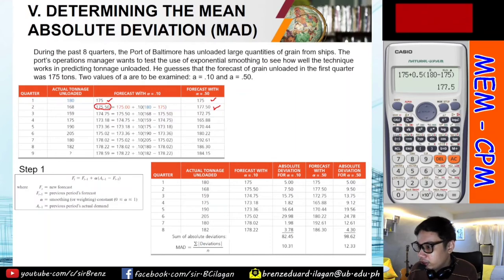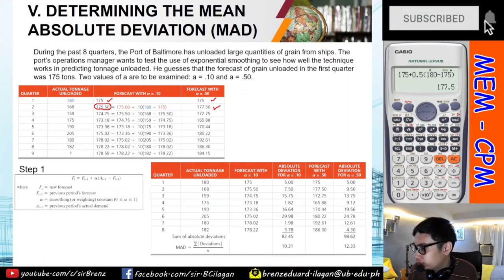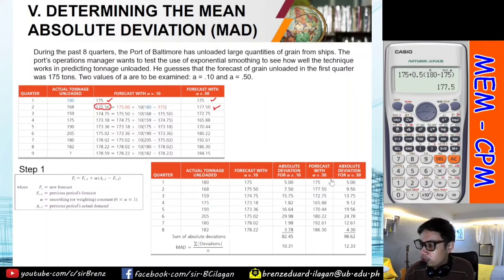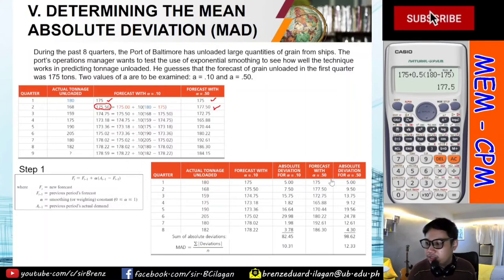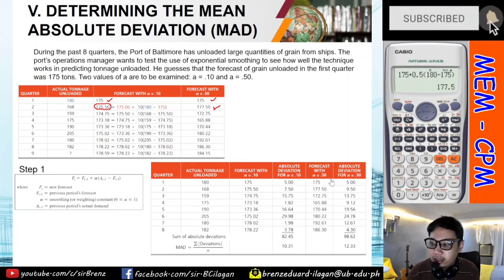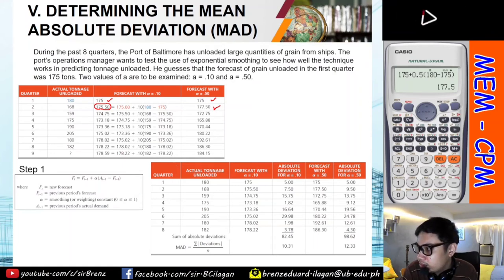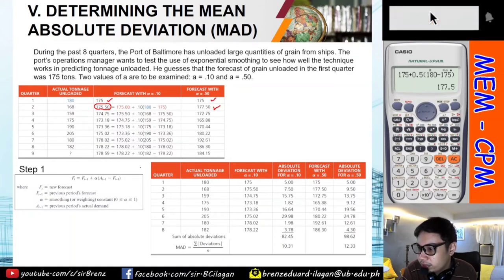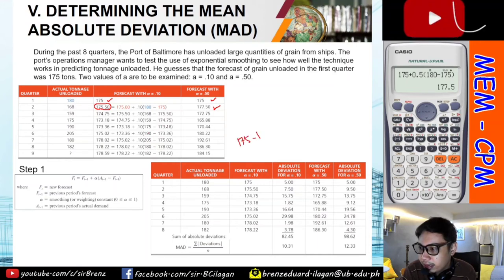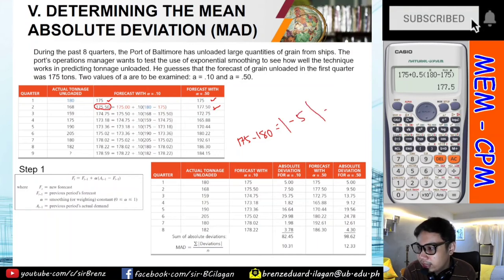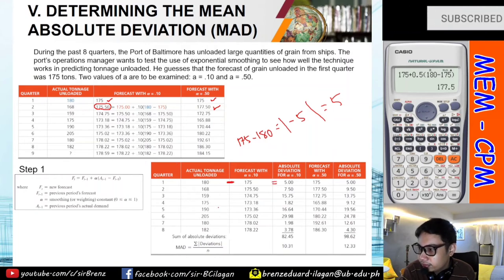So when we made the table, to evaluate the accuracy of each smoothing constant, we can compute the forecast error in terms of absolute deviation and the MAD. How do we get the absolute deviation? It is just the difference. This is the absolute difference of our deviation, so we just subtract these two: actual minus forecast, or even the other way around, since it is an absolute value. For example, if 175 minus 180 comes first, that is negative 5, but since we use the absolute value, we still consider 5. So we just subtract these, and this is what comes out.